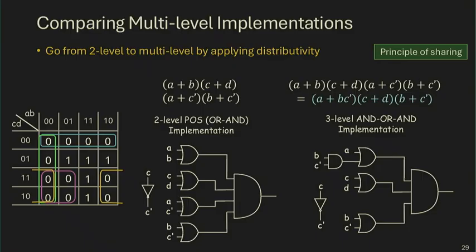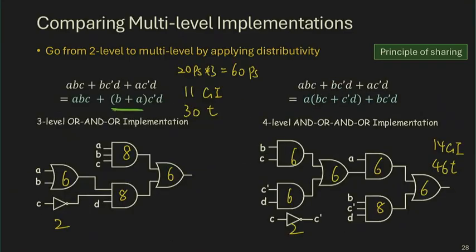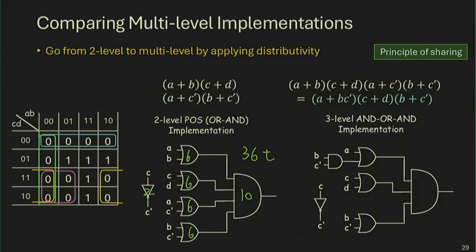So let's say in this POS two-level form, I have 10 transistors over here, 6, 6, 6, 6, and 2. So 24, 26, 36 transistors, which is not as good as the original SOP, but it's not bad. It's like an all right implementation.